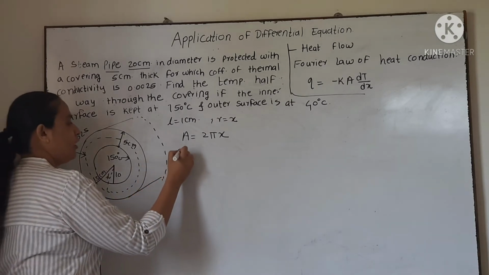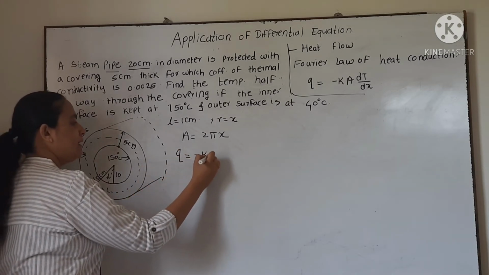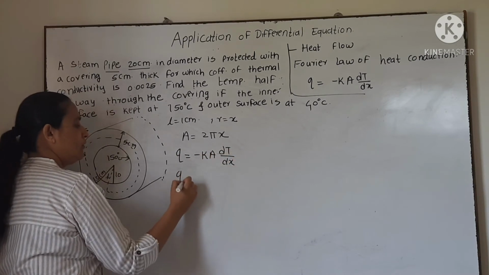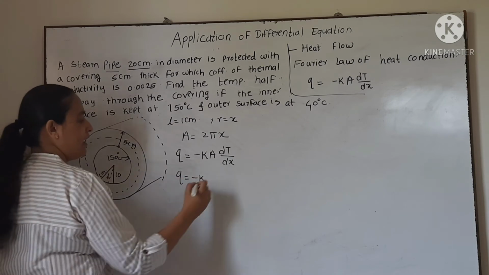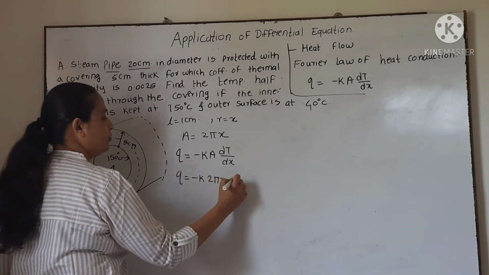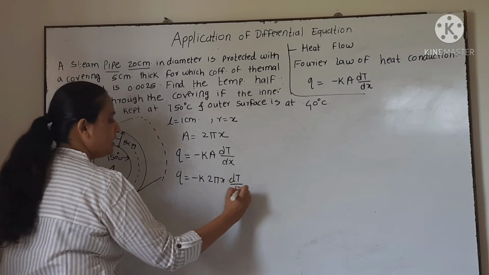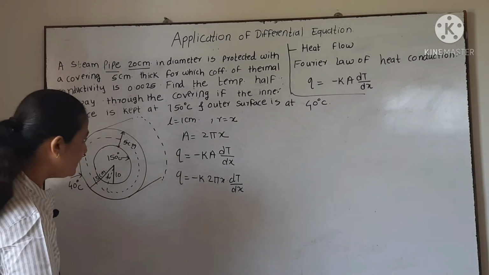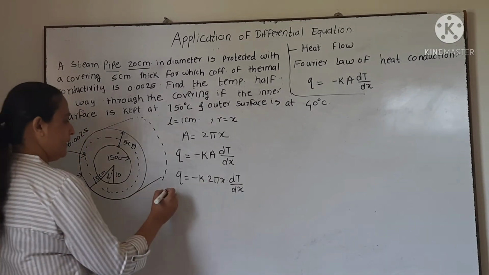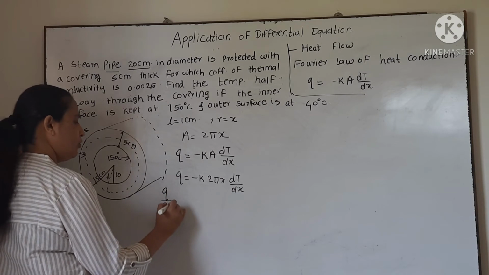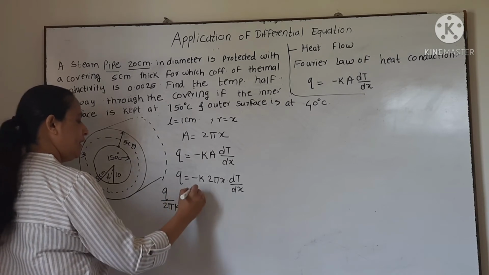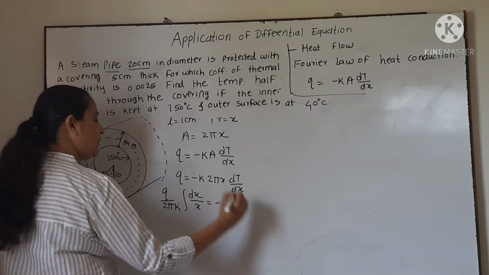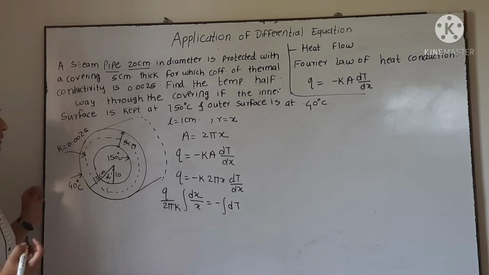Now by using Fourier law of heat conduction, Q is equal to minus KA dT by dx. That is Q equal to minus K, value of A is 2 pi x, into dT by dx. We can solve this equation by variable separable form. We can write this as Q upon 2 pi k integral of dx upon x is equal to minus dT. We have converted this into variable separable form.